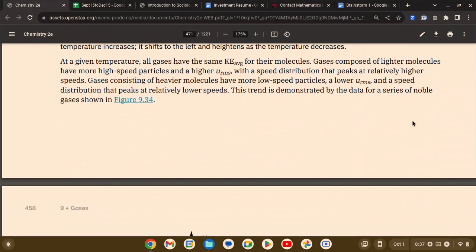At a given temperature, all gases have the same average kinetic energy for their molecules. Gases composed of lighter molecules have more high-speed particles and have a higher u_rms, with a speed distribution that peaks at relatively higher speeds. Gases consisting of heavier molecules have more low-speed particles, a lower u_rms, and a speed distribution that peaks at relatively lower speeds. This trend is demonstrated by the data for a series of noble gases shown in figure 9.34.